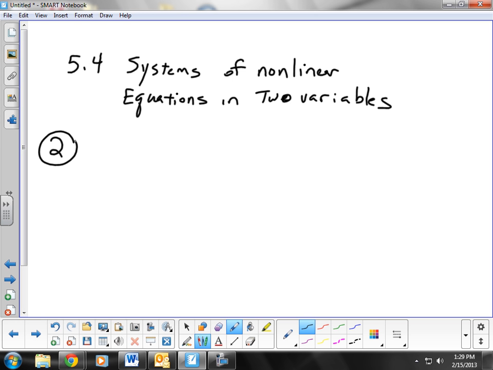There's a couple of ways to do it. Most of the time, you use substitution. Every now and then, if you have a real special situation, you can actually use elimination that we talked about last time. But most of the time, you're going to have to do substitution with these. Checkpoint 1.